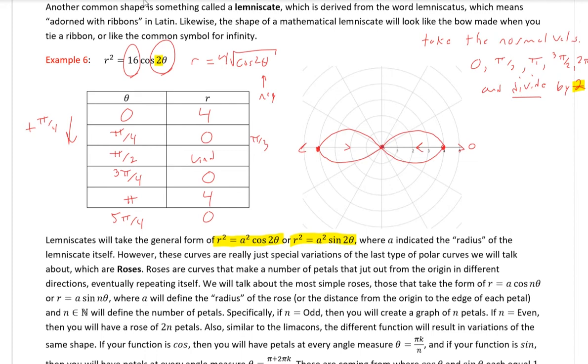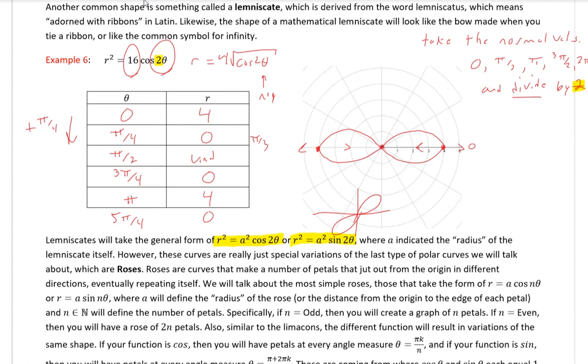R squared equals a squared sine of 2 theta is going to look similar to this. It's just going to be slanted. So you'll get an infinity symbol that looks more like this. So it should be on its side. Something like that. And you can explore that if you so please. Just test some number for a and see if you can figure that one out.